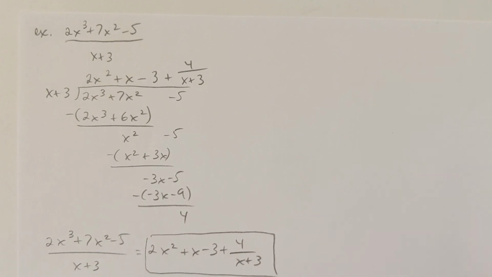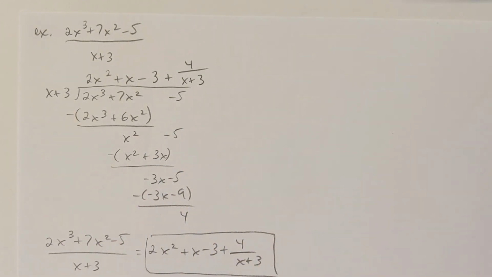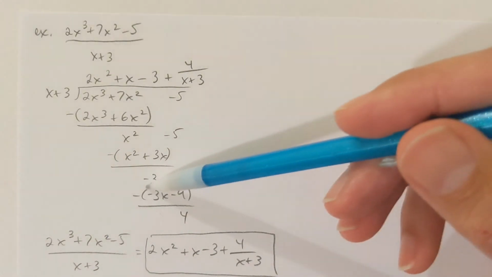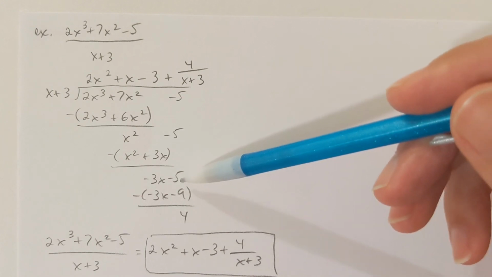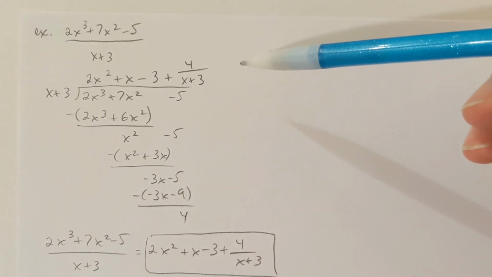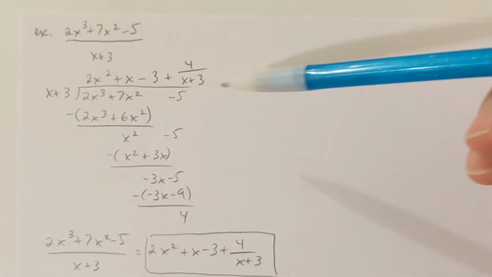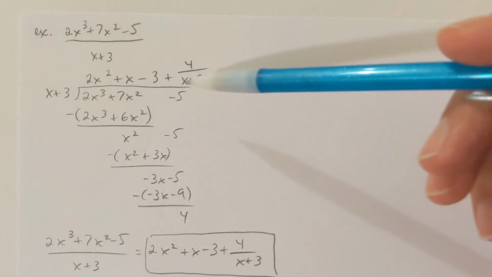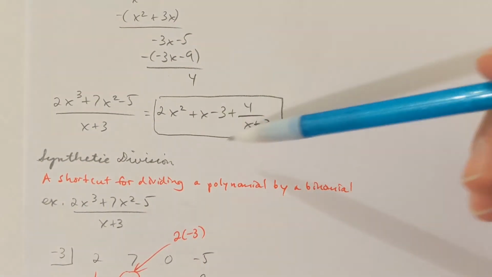Okay, and I can divide again, looks like, by using negative 3. Negative 3 times x plus 3 gives me negative 3x minus 9, and I'm subtracting that. So negative 3x plus 3x is 0. Negative 5 plus 9 is 4. Okay, 4 is the remainder, and x plus 3 is the divisor. So I've got the quotient plus the remainder over the divisor, or what I see in this form here.